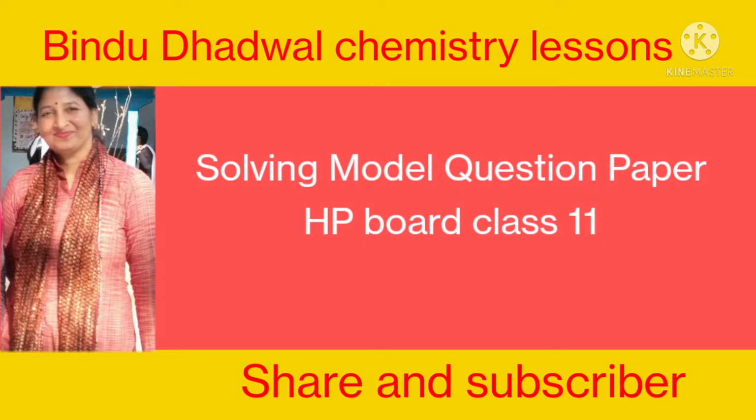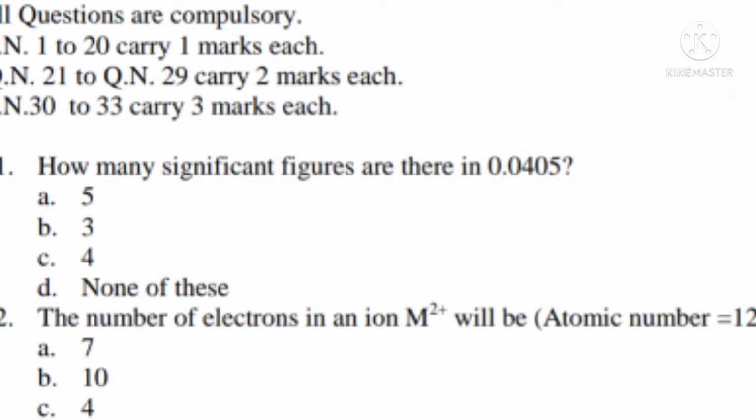Today we will solve the model question paper of HP board class 11. How many significant figures are there in 0.0405? Answer is 3 significant figures. The number of electrons in an ion M2+ will be atomic number 12 minus charge 2, which is 10.